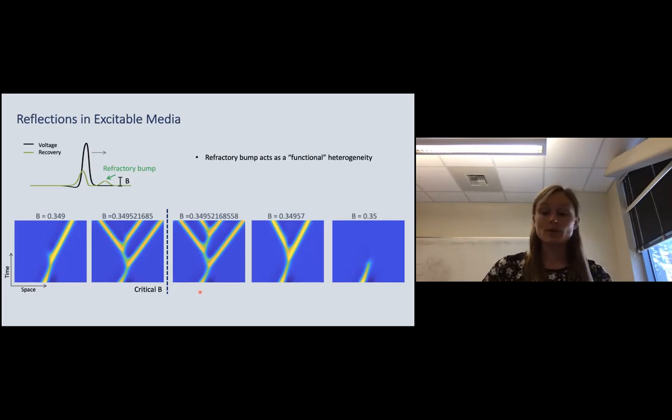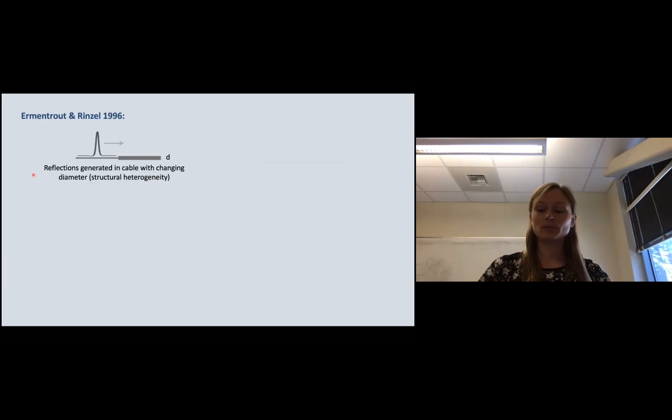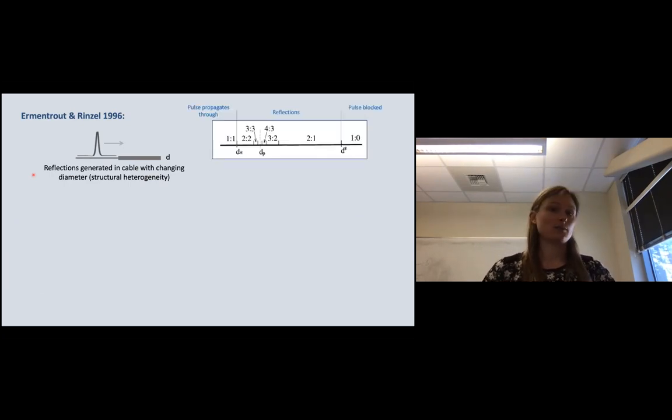And so this phenomenon was observed earlier on, and it was actually investigated by Ehrmantraut and Rinzel in 1996. What they did is a similar experiment where they had a pulse traveling on a 1D cable. And what they had was a structural heterogeneity where the cable width changed at a certain point. So instead of having a refractory bump, they had a changing width of the cable. And they observed the exact same behavior.